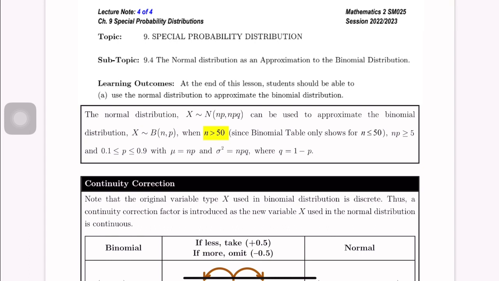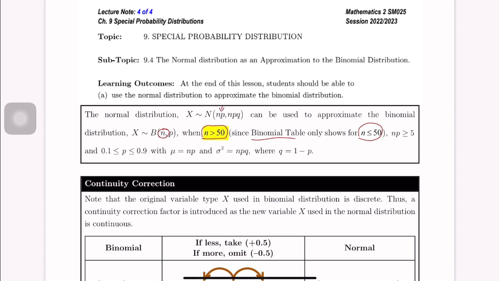We can use the normal distribution as an approximation to the binomial distribution if in the binomial distribution n is greater than 50, because in the binomial table we only have n less than or equal to 50. If n times p is greater than or equal to 5, we can also use the normal approximation, but p must be between 0.1 and 0.9. The most important thing is, if we have n greater than 50 in binomial, we can use the normal approximation. But then, in the normal we have a mean.